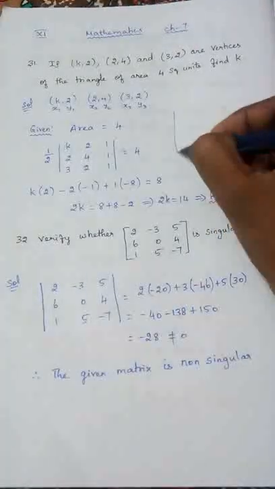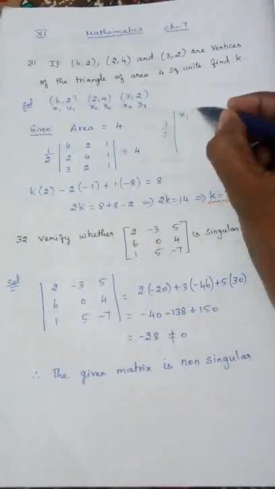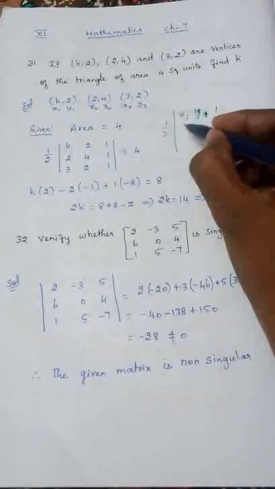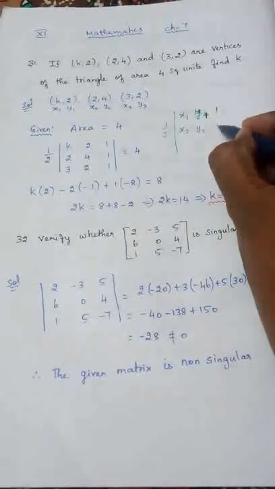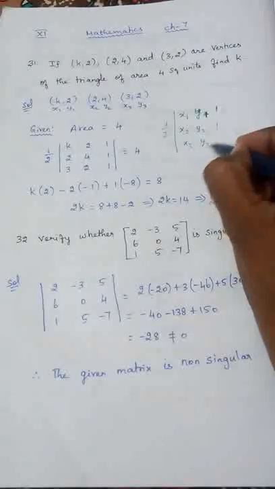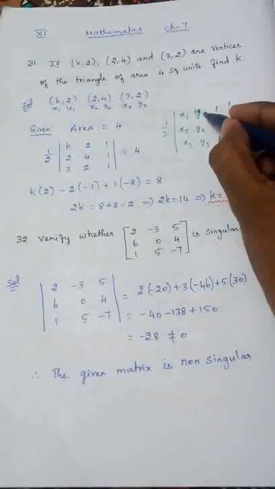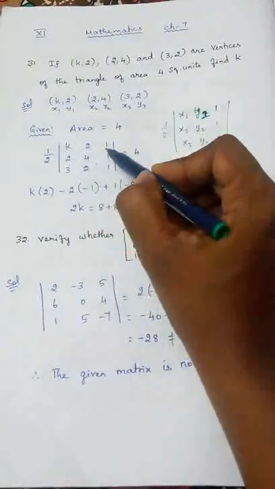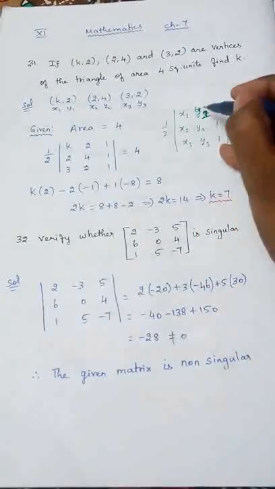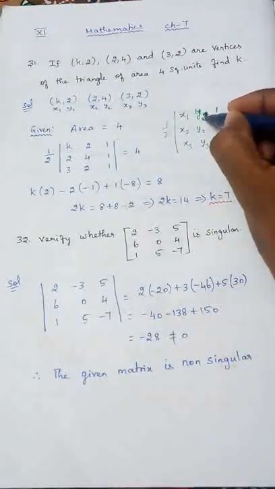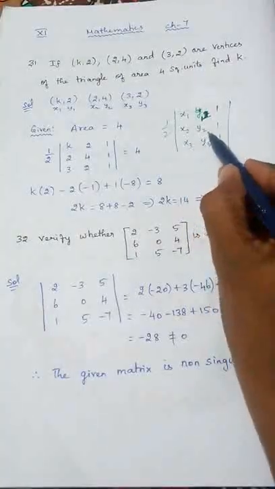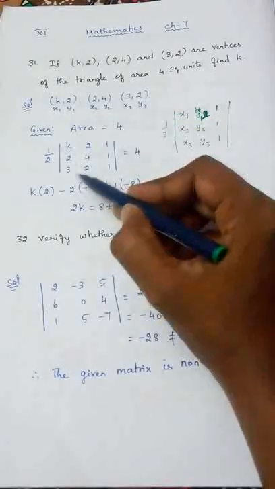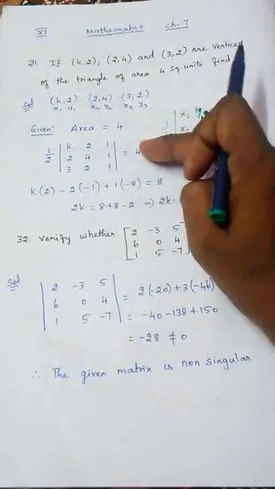What is the formula? Half of determinant x1, y1, 1, x2, y2, 1, x3, y3, 1. So this is the formula. I think I have written it wrongly. Now the rows are: k, 2, 1; 2, 4, 1; 3, 2, 1. And the area answer is given. It is equal to 4.